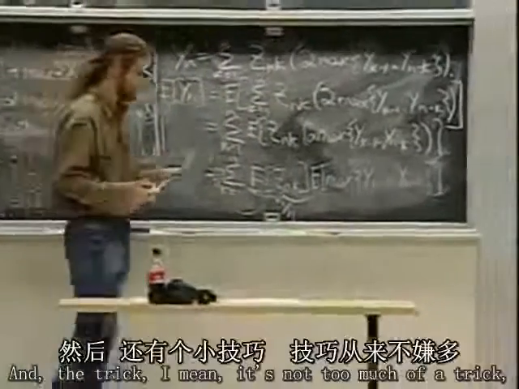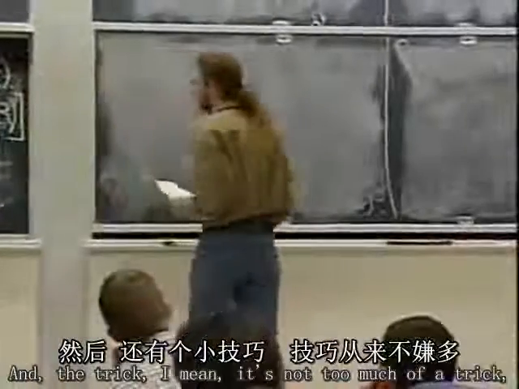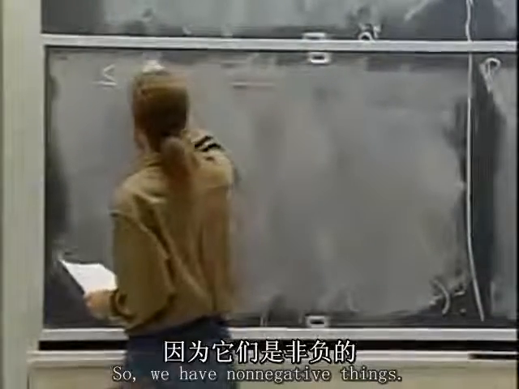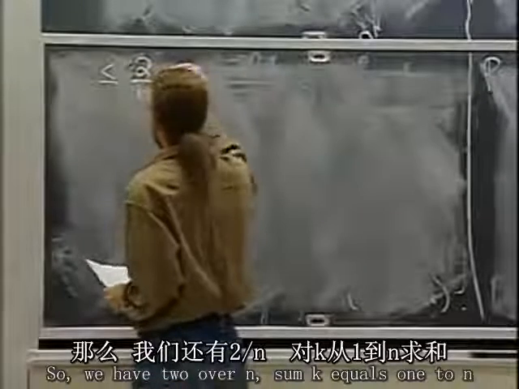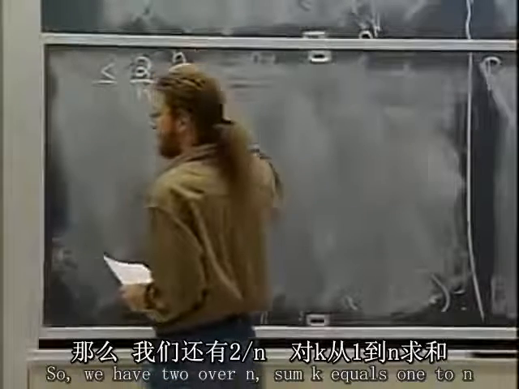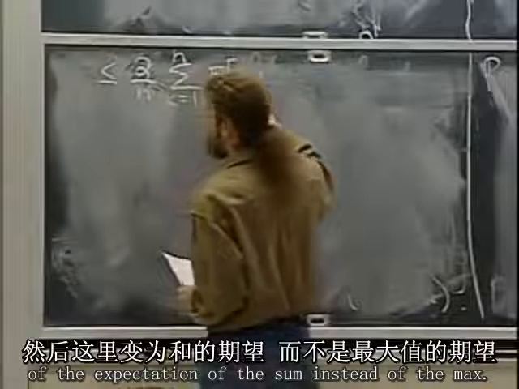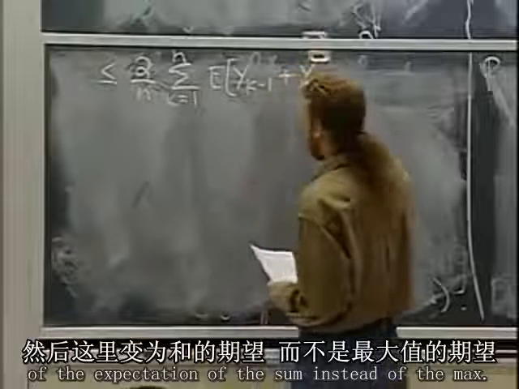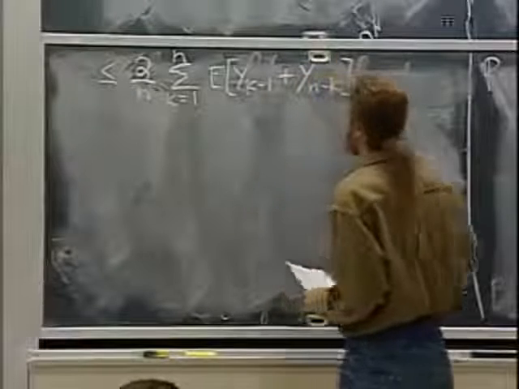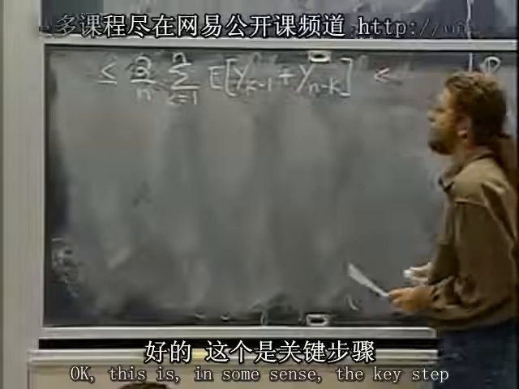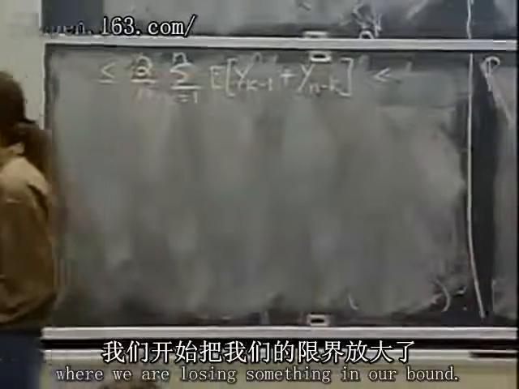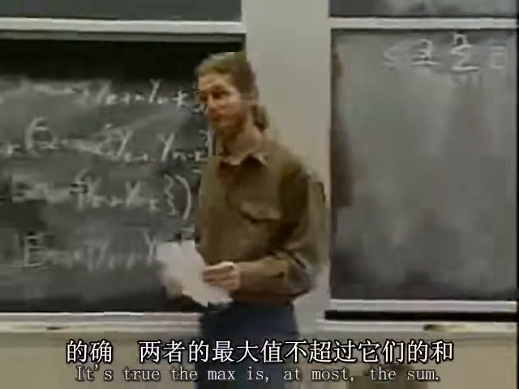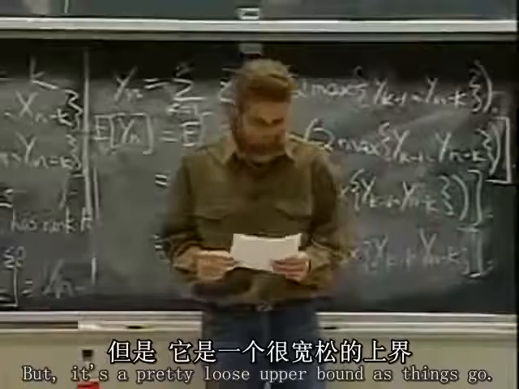The trick, and it's not too much of a trick, is that the max is at most the sum, because we have non-negative things. So we have 2 over n, sum k equals 1 to n of the expectation of the sum instead of the max. This is in some sense the key step where we're losing something in our bound. So far we've been exact. Now we're being pretty sloppy. It's true that the max is at most the sum, but it's a pretty loose upper bound as things go. Keep that in mind for later.